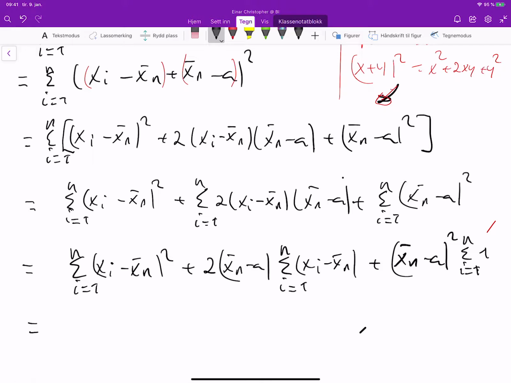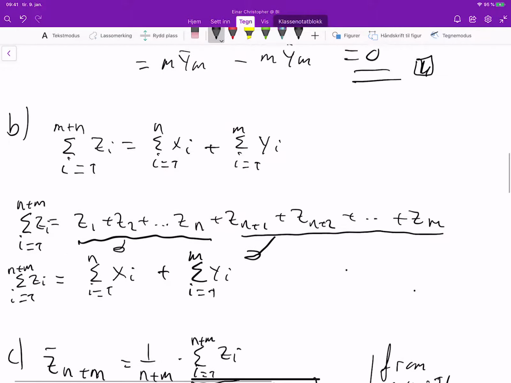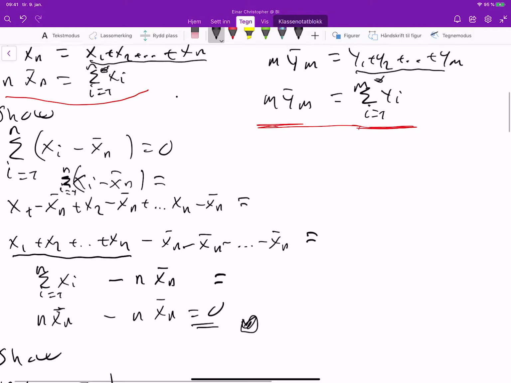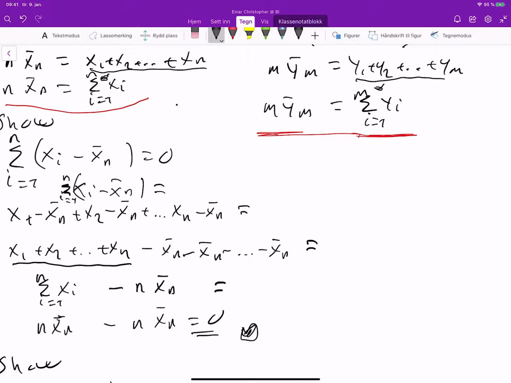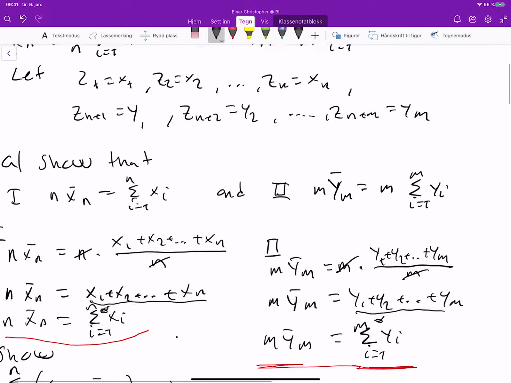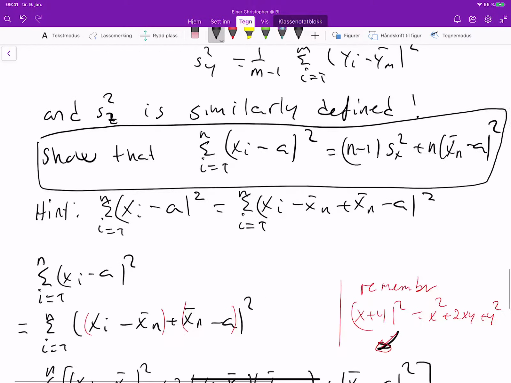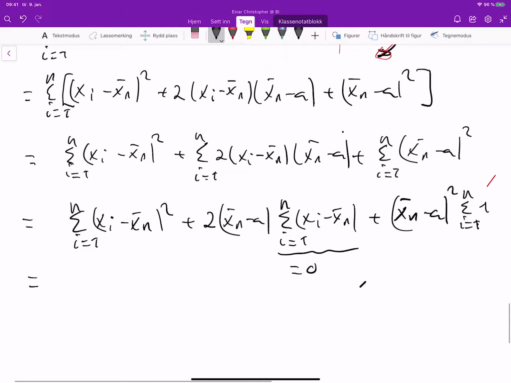And then we know that this one is equal to 0 from the exercise. Where did we find that? From the exercise here. Here we showed that this is 0. We have shown it. That's exercise 1a. So going down, equal to 0 from exercise 1a.